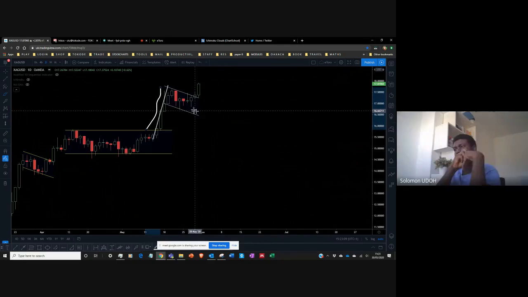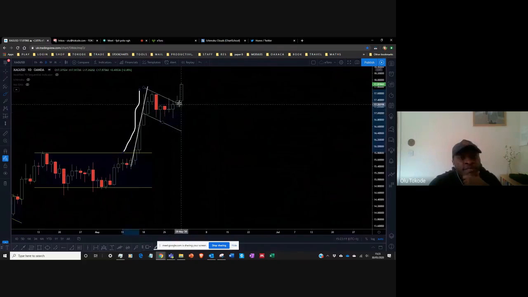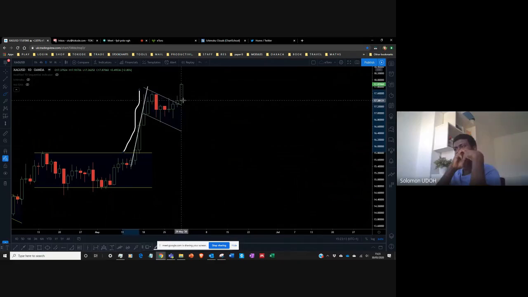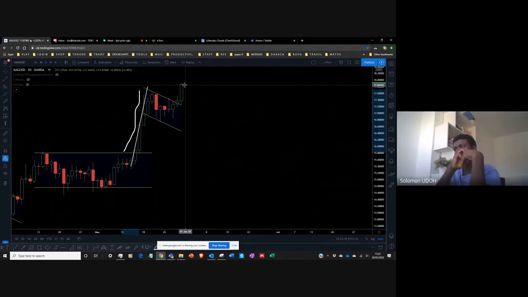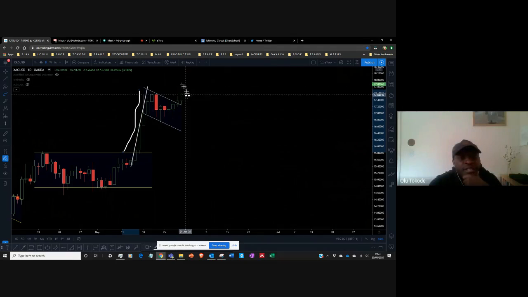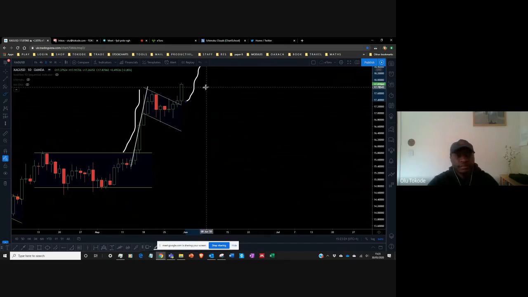So if you look here, price closed above the flag. Yesterday, we got a strong candle. That's the confirmation. So this could be a beginning of the next impulsive wave.